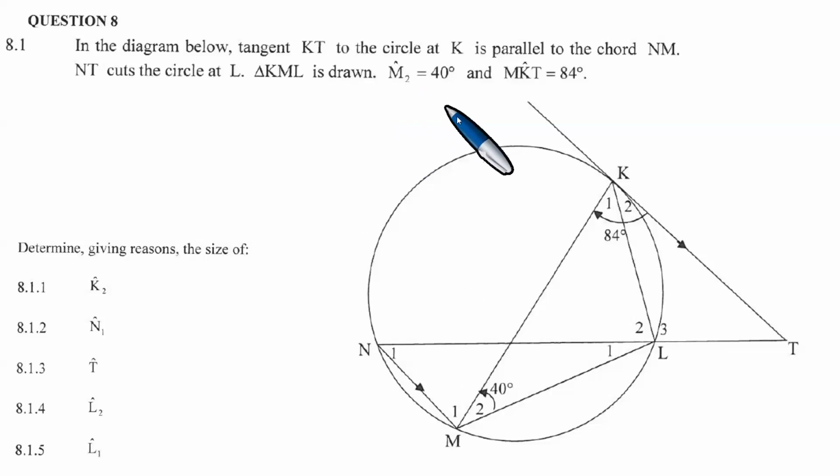Angle M2 is 40 degrees. Right, we have the angle M2, it is 40 degrees over here. Moreover, we have that the angle MKT is 84 degrees. Determine, giving reasons, the size of the angle K2. And where is the angle K2? It's this angle here. And the question we're asking is, what is the size of this angle K2 when KT is a tangent to the circle?